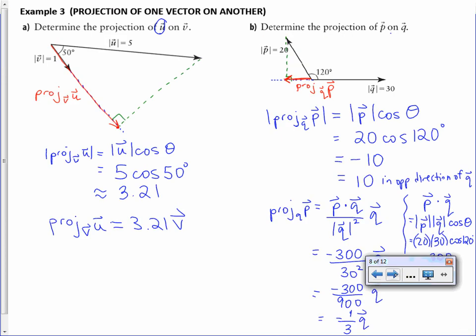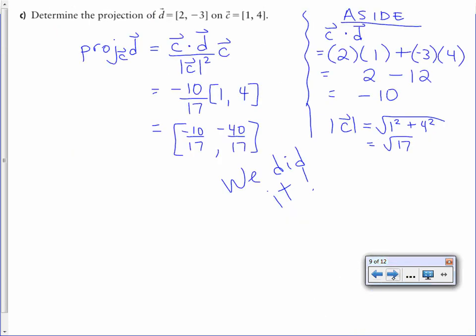So we did the geometric examples, and we just finished the algebraic one. If I want the projection of vector (2, -3) onto vector c = (1, 4), we used the formula. So again, for the formula for the vector projection, the vector in the formula is the one you're projecting onto. And then it's the dot product over the magnitude of vector c squared, times vector c. So this was the calculation we did.